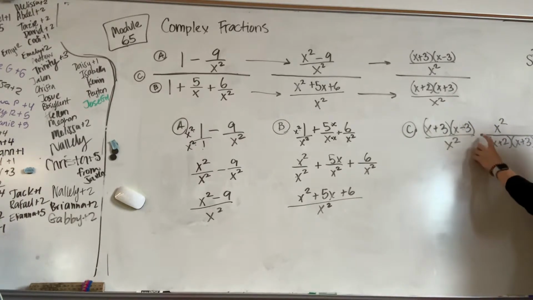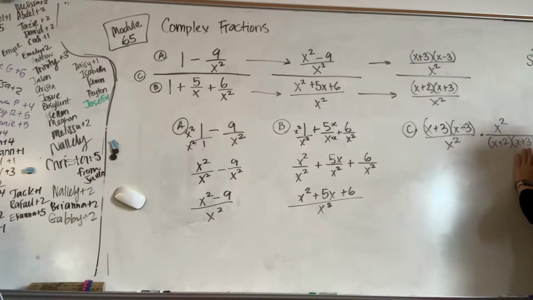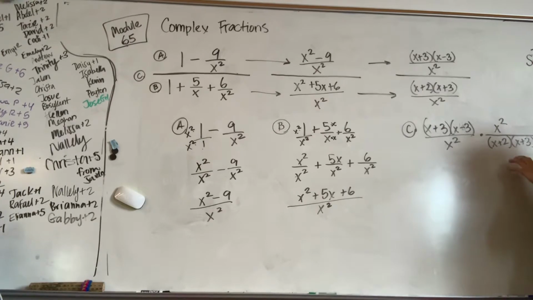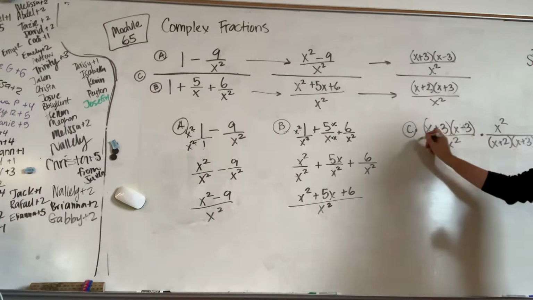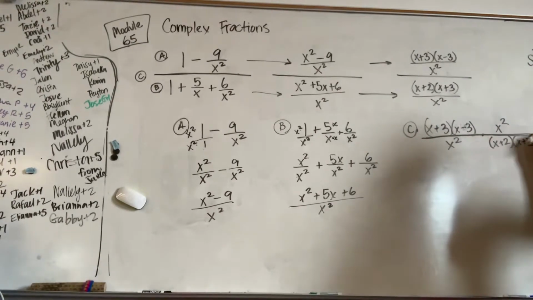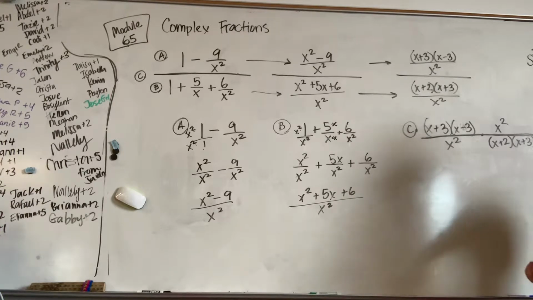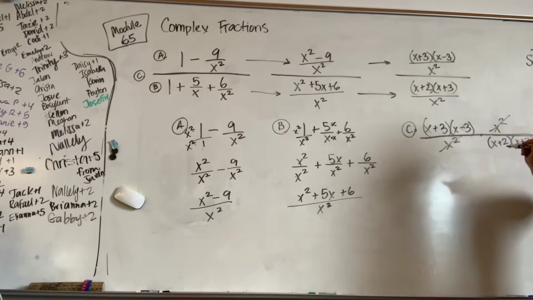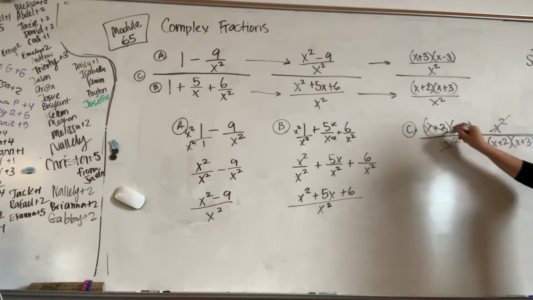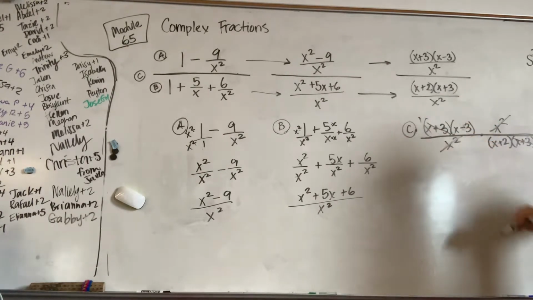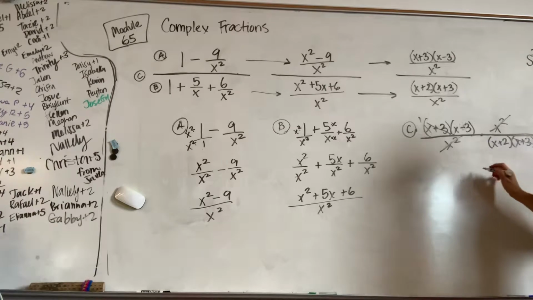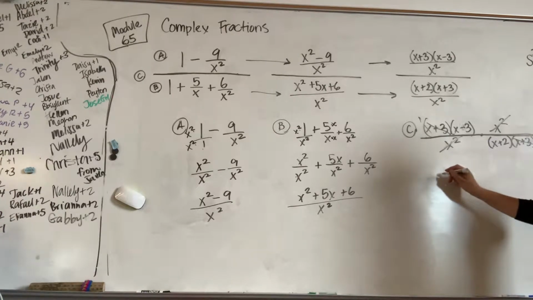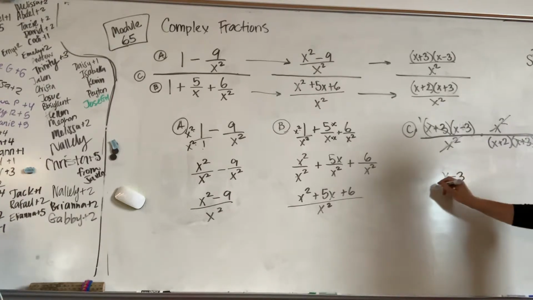Now that it's multiplication, it's one big fraction, right? Yeah. As long as it's one big fraction, can we start canceling out? We can start canceling. So what can we cancel? X squared over x squared is 1. X plus 3 over x plus 3 is 1. That's it, right? Yep. So we would be left with x minus 3 over x plus 2.